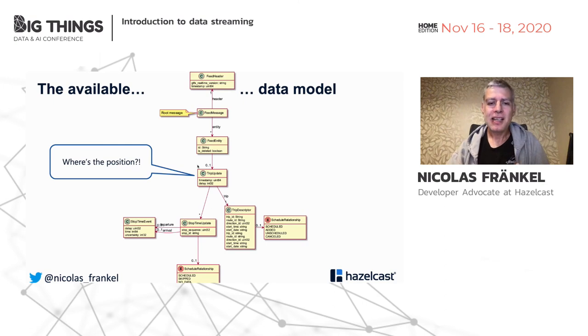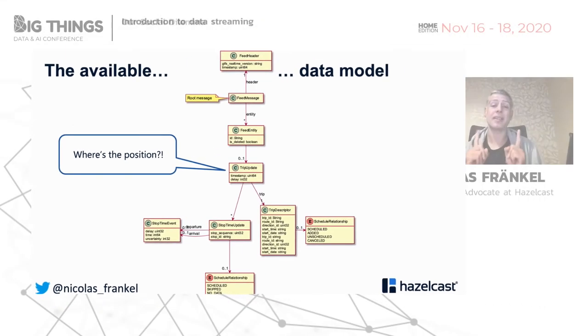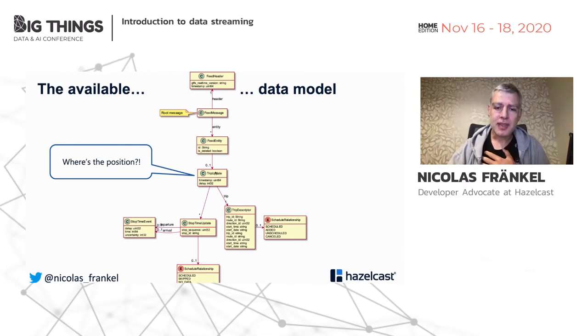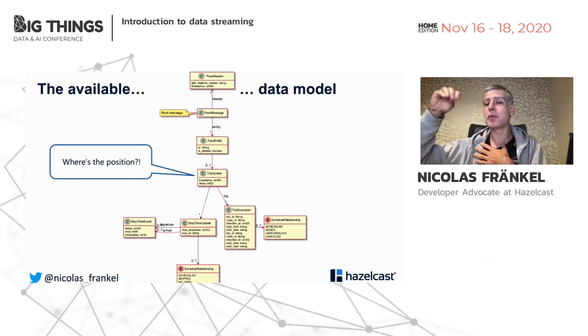And where is the position? Where is the position? Well, the position means that you know exactly the latitude and the longitude of the vehicle. Probably it means you have a GPS chip that always sends the data, and it's not the case here. So what they tell you is you have this thing called trip updates, and here you have this stop time update.